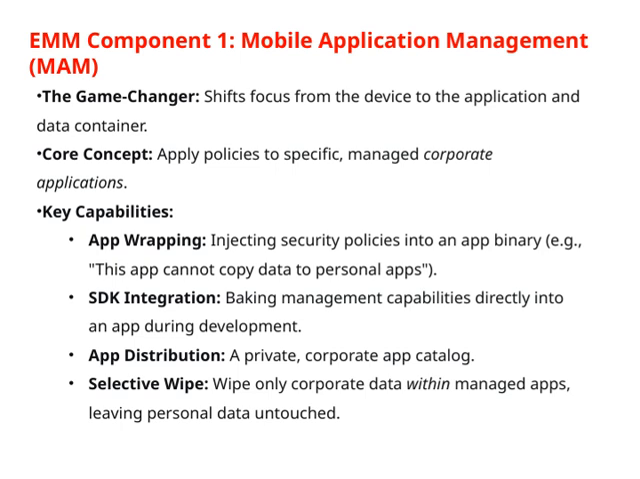Then there's app distribution, which involves a private corporate app catalog. This makes it easy to distribute and manage apps internally, rather than relying on public app stores. And of course, we have selective wipe. This allows us to wipe only the corporate data within managed apps, without touching any personal data on the device. It's a crucial feature for maintaining privacy while ensuring security.